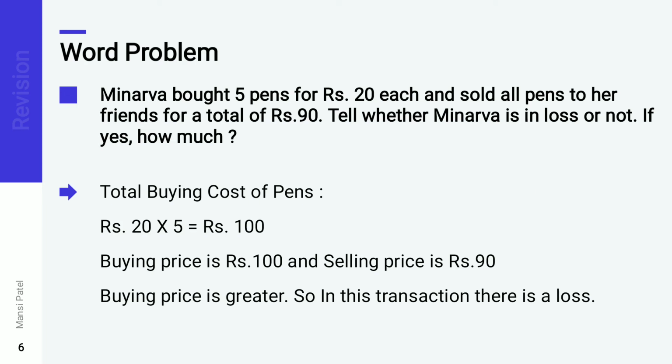Loss of how much? So Minerva is in loss. And how many rupees? Rupees 10. How do you get this rupees 10? From the buying price, you have to subtract the selling price of that pen. So 100 minus 90 is equal to rupees 10. So in this transaction, Minerva has a loss of rupees 10.